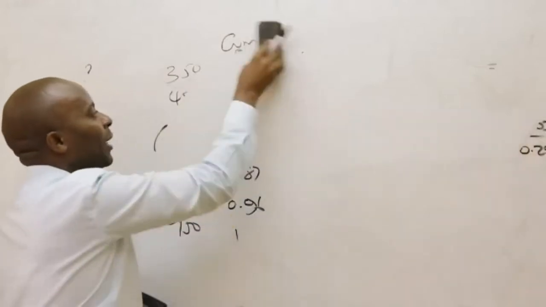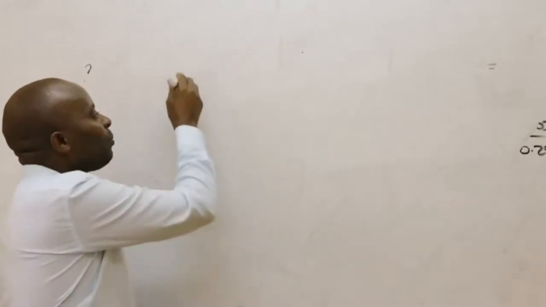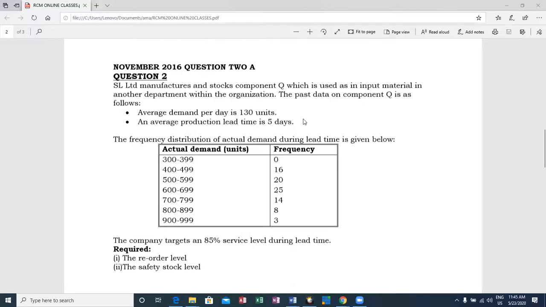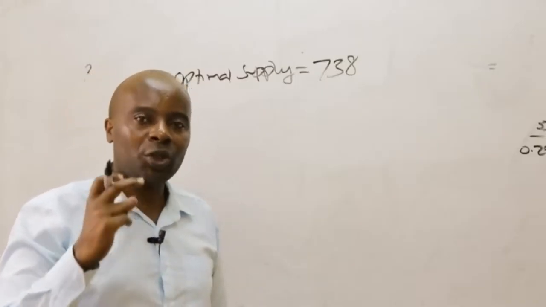Now, let's get back to our question. We have recommended to these people that they need to supply the optimal supply, which is 738. But we haven't yet answered the question. The question was about safety stock level, the excess quantity which you are stocking, which is not supposed to be used under normal situations.